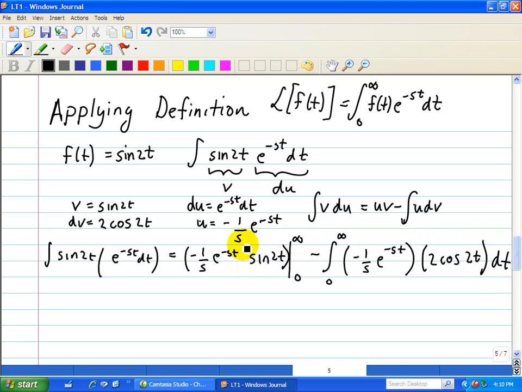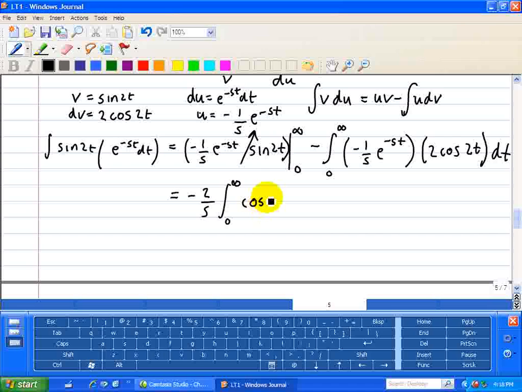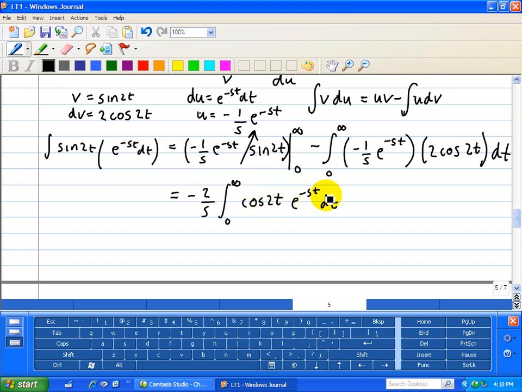Alright, we note in this expression that substituting for infinity, this expression goes to 0. Substituting the lower limit of 0, sine of 2t equals 0. So this goes to 0, and we can rewrite this expression as equal to negative 2 over s times the integral from 0 to infinity of cosine of 2t multiplied by e to the minus st dt. We're going to have to do the integration by parts again.